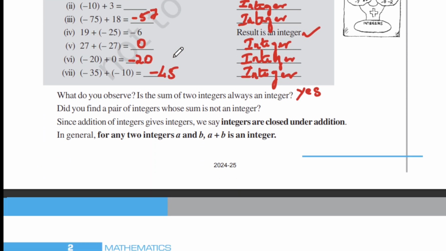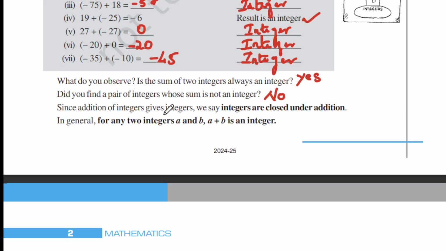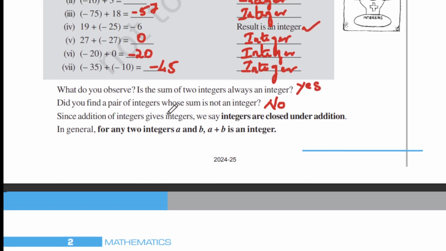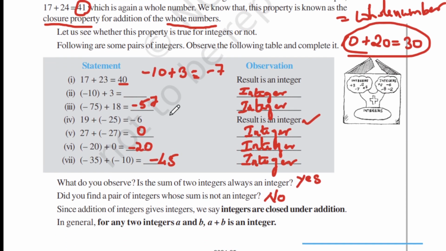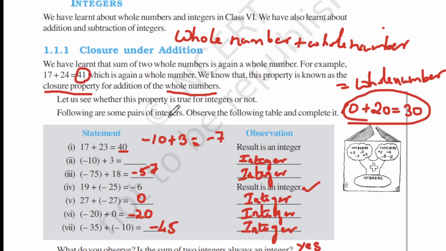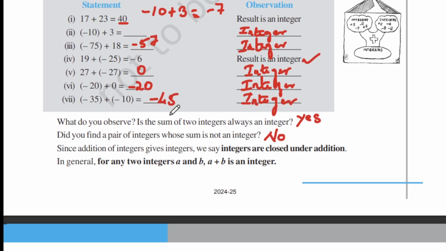Nothing, right? So we didn't get any, so you have to mark no. No, we did not find a pair of integers whose sum is not an integer. Okay, so do not worry about this, students. When I prepare a worksheet, I'll be asking many questions, so it will be very helpful for you to practice.